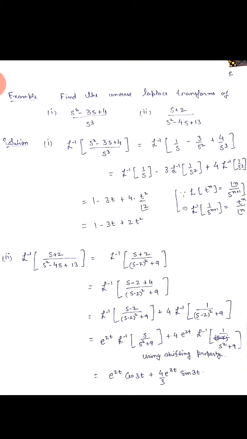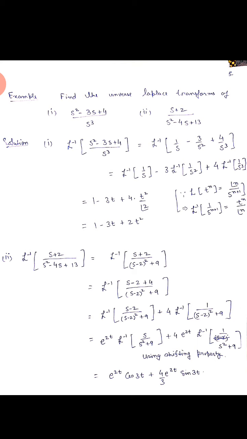So we cannot directly use any of the formulas for the Laplace transform which we derived in our last lectures. What we are going to do is convert these functions into the standard forms. First of all, I am going to rewrite this expression, L inverse of s square minus 3s plus 4 over s cube. I am going to individually divide all the terms by this s cube. So this can be rewritten as L inverse of 1 over s minus 3 over s square plus 4 over s cube.